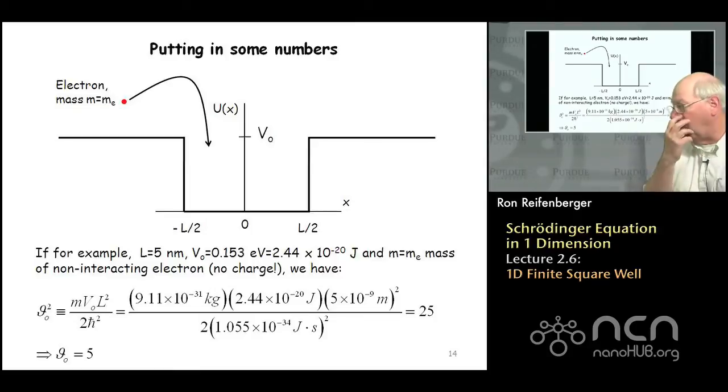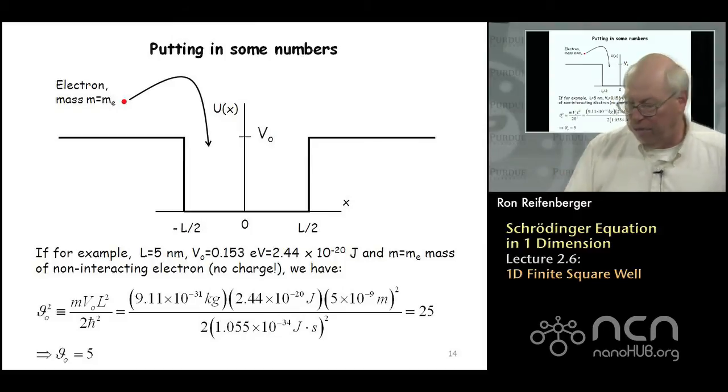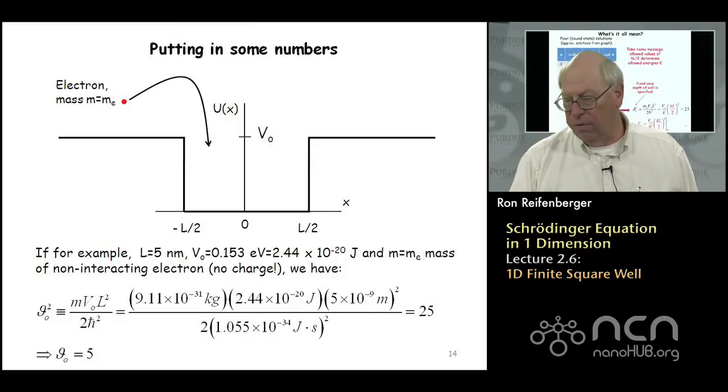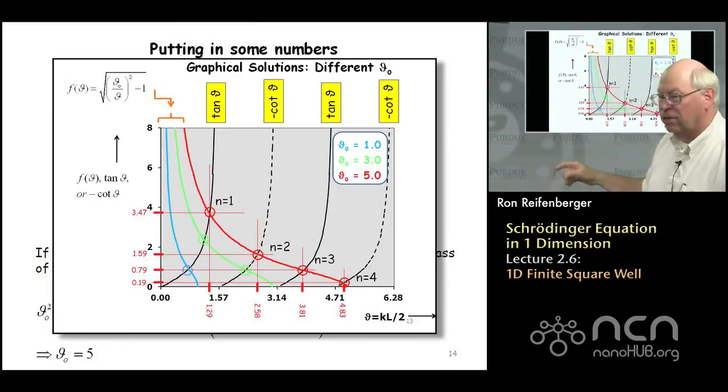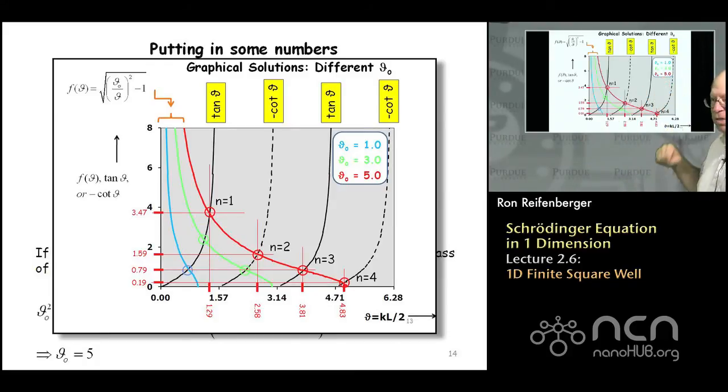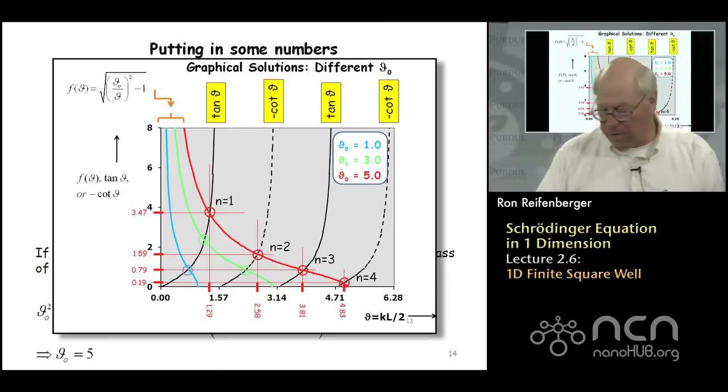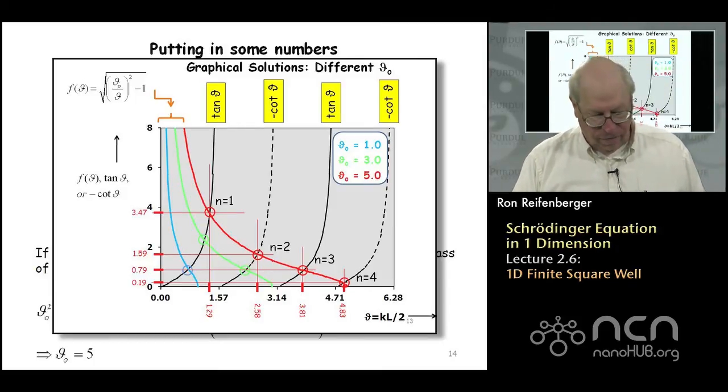Now, why did I pick 0.153 electron volts? Well, I picked 0.153 electron volts because if you evaluate this parameter theta naught squared, you'll find it's actually equal to 25, and that just simply means theta naught for these parameters is equal to 5. That value of theta naught equal to 5 just matches the solutions that I've already plotted in the previous graph. So that's why the parameters were chosen for what they are.